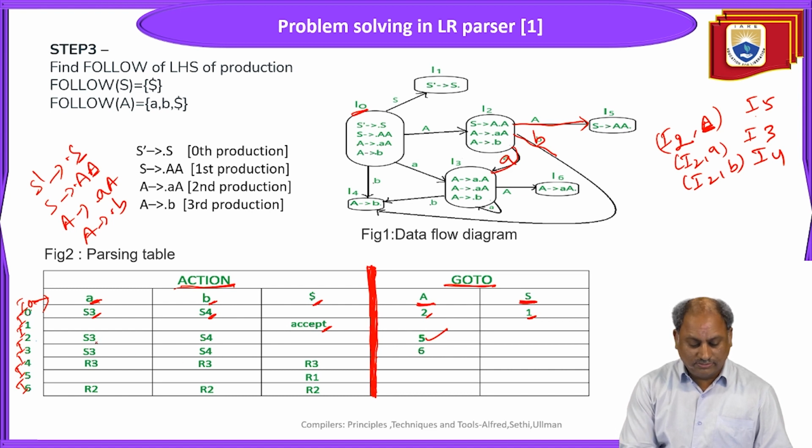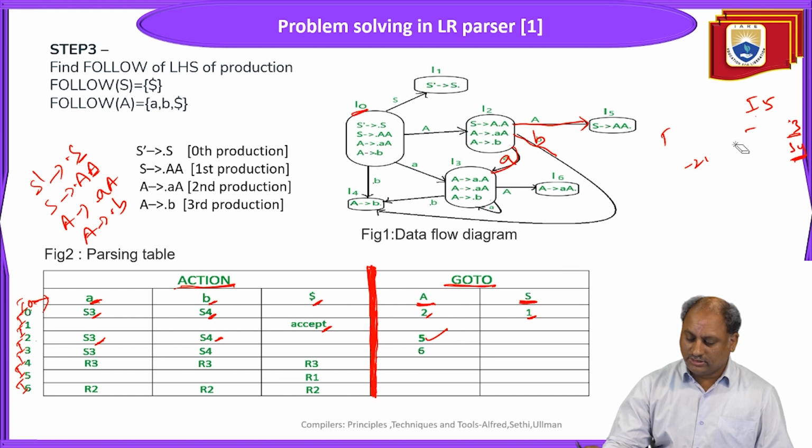And I2 with S3, S4. Why? Because this is the state reaching S3, and this is S4. Shift 3, Shift 4. We have to write third and fourth. Shift 3 and Shift 4. And that is the second state.